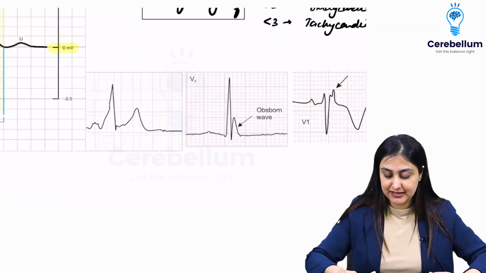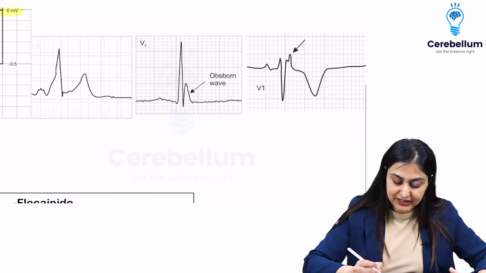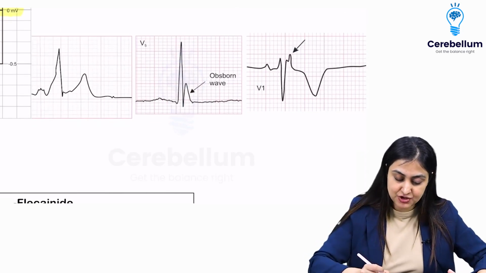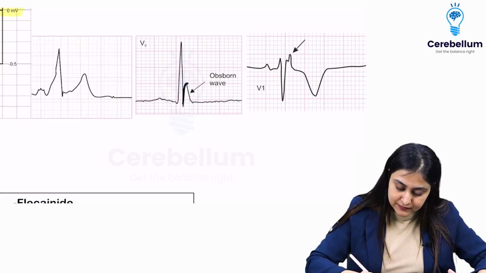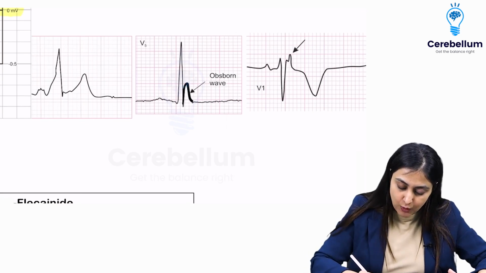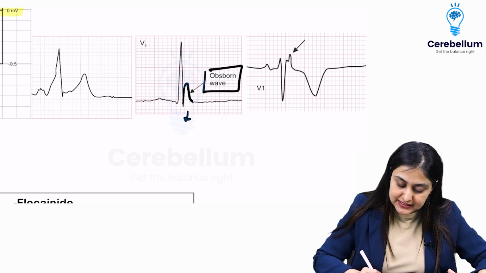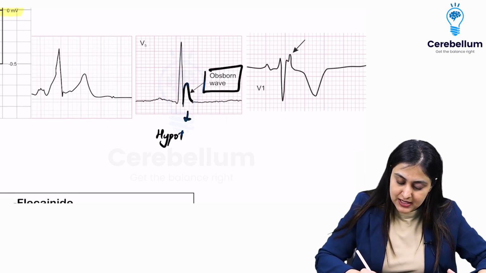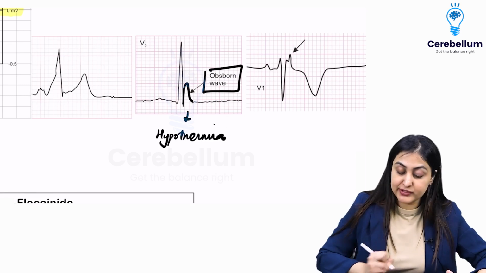Let's just finish it right here. So now we were at J point. If you see lead 1 and 2 of the ECG, at the J point you see this wave here going up. This is the Osborne wave. Where do we see the Osborne wave? The diagnosis is hypothermia. Very important question.